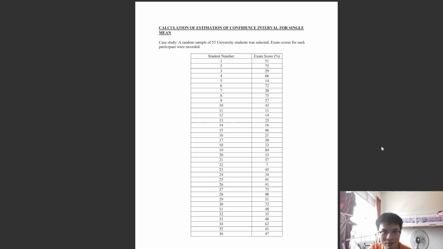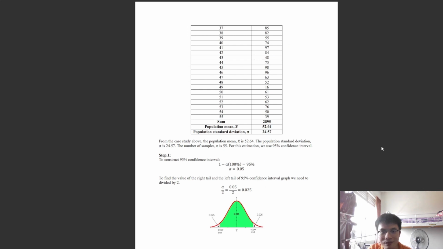For the calculation of estimation or confidence interval for a single mean, the case study is a random sample of 55 university students was selected, and the exam score for each participant was recorded. From the case study, the population mean is 52.64, and the population standard deviation is 24.57. The number of samples n is 55.